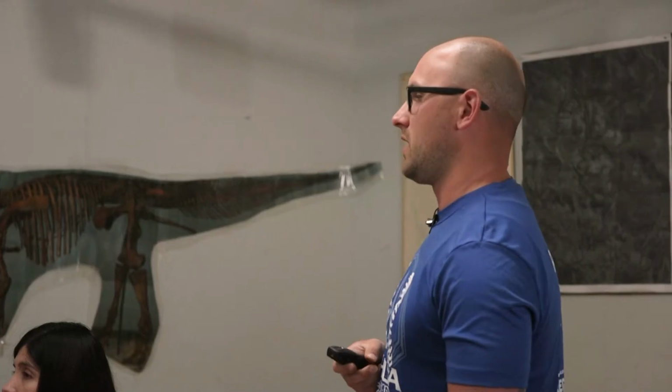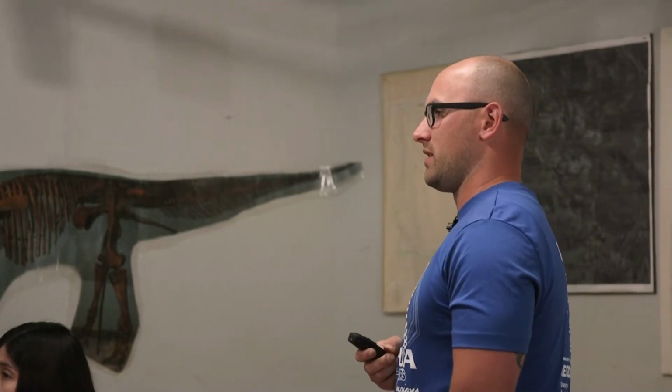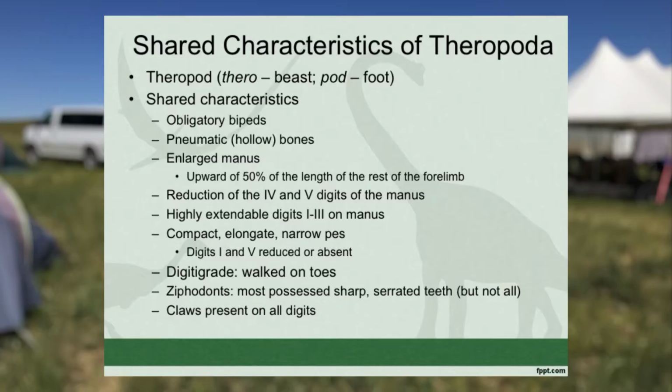Enlarged manus, what's the manus? The hand, okay, so we're going to bust out some scientific terms now. So upward of 50% of the length of the rest of the forelimb, so big hands. Why have big hands? Grab, right? They're using them now. They're not just using them to walk, they're using them, a lot of times, to consume prey. All right, reduction of the fourth and fifth digits of the manus. So we're going to see a loss, or just an absence, I should say, of some of the fingers.